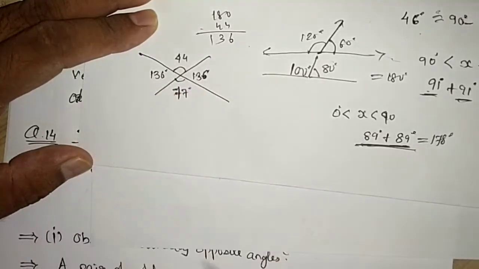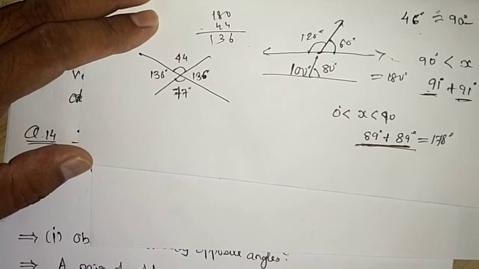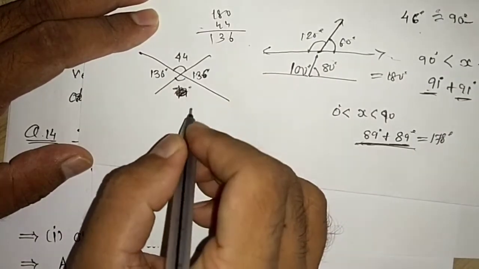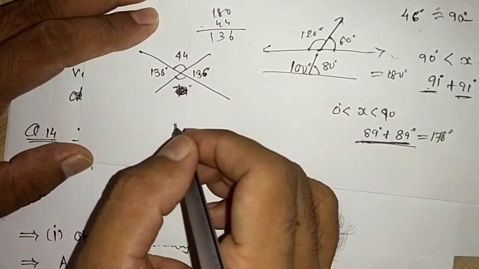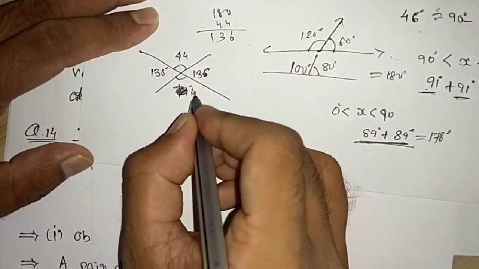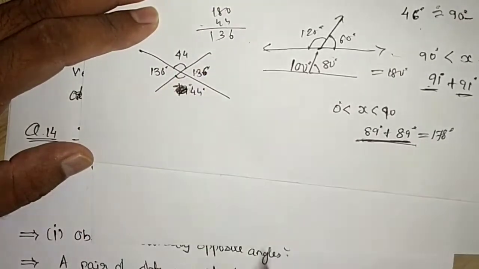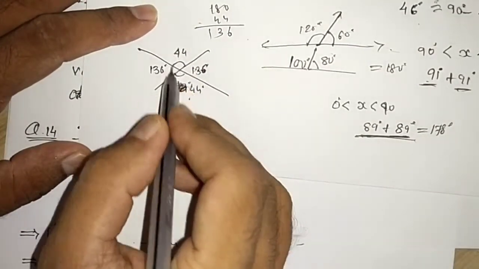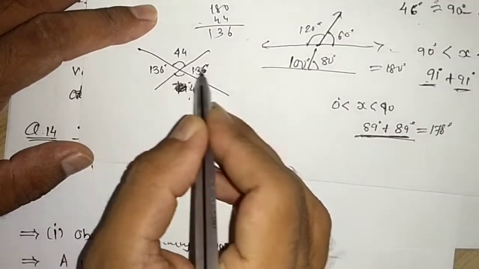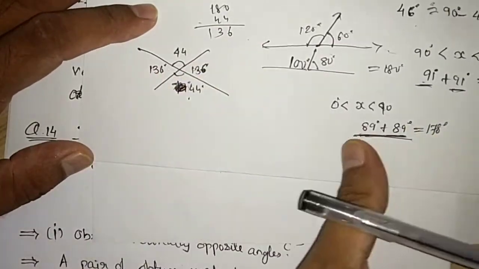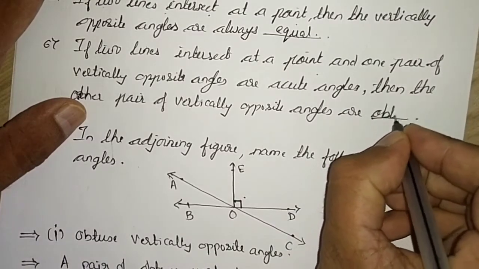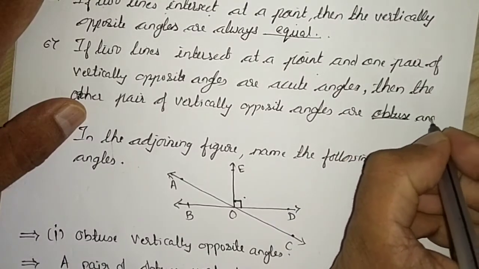And what are they? They are obtuse angles, right? We can't take 77 because it will not become 180. So we have to take 44 degree only, because vertically opposite angles are same. So we will take 44 and 44. If they are acute angles, what will be the other two? It will be obtuse only. So we will write obtuse angle.